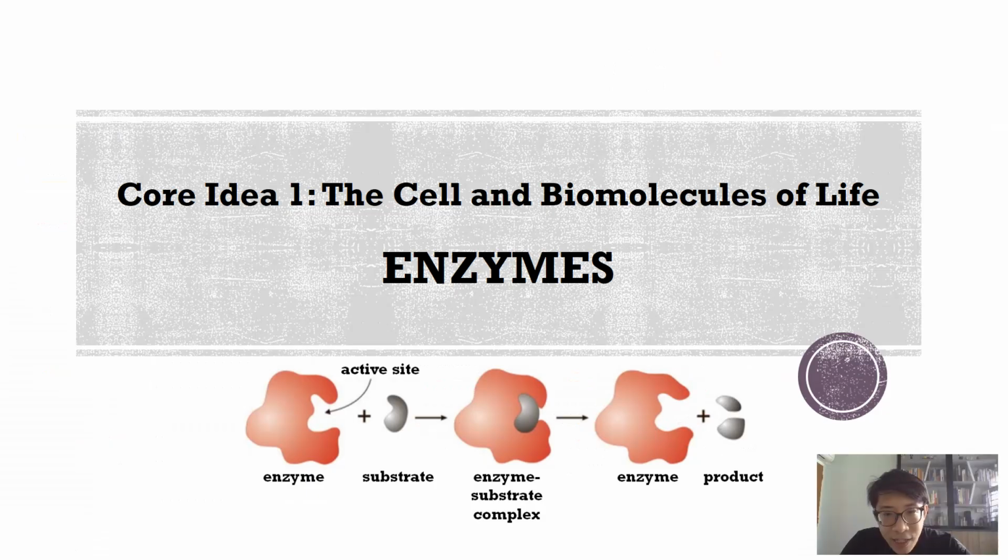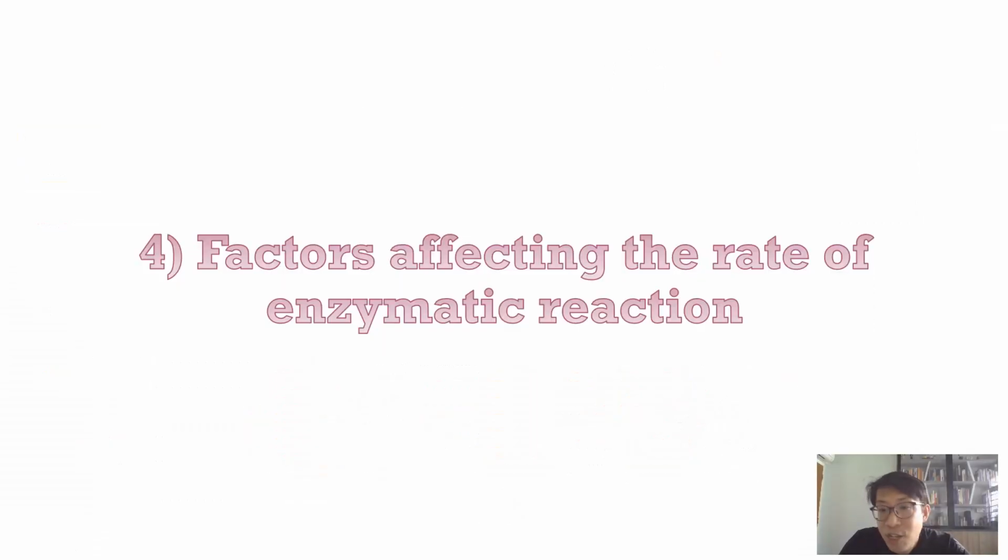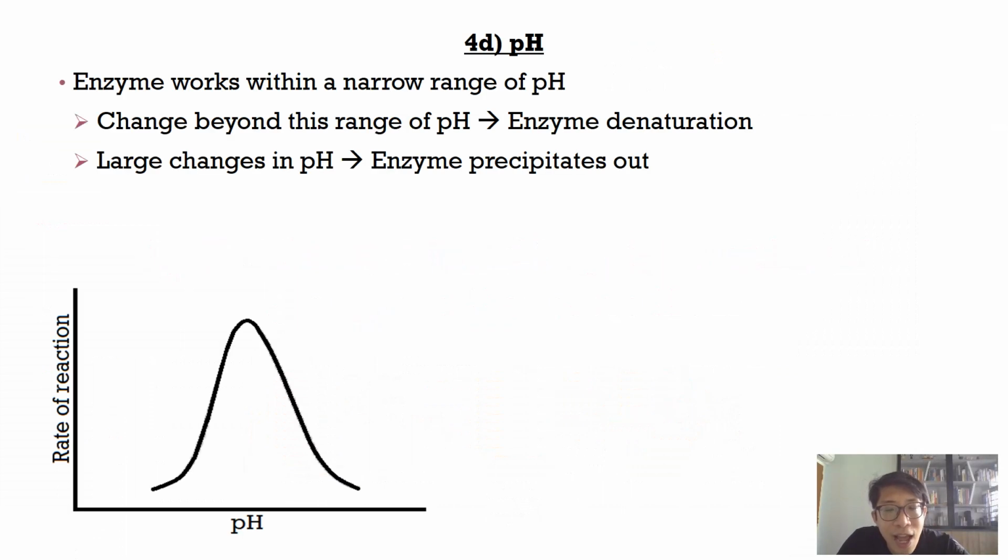Okay, we'll be looking at the effect of changes in pH on the enzymatic reaction. Enzymes work within a very narrow range of pH, and if the pH is changed beyond this range, the enzymes would be denatured, right? Because the hydrogen and ionic bonds are disrupted by the change in the concentration of H+.